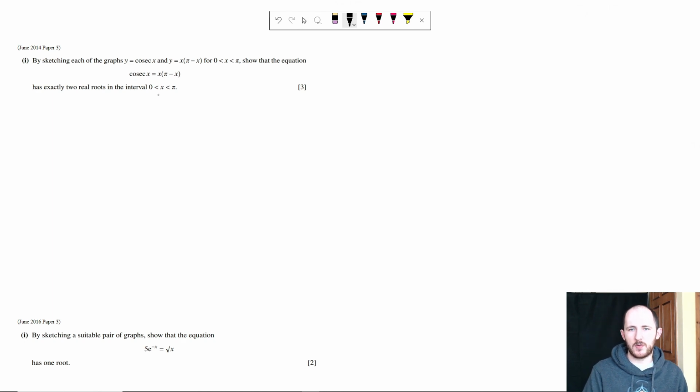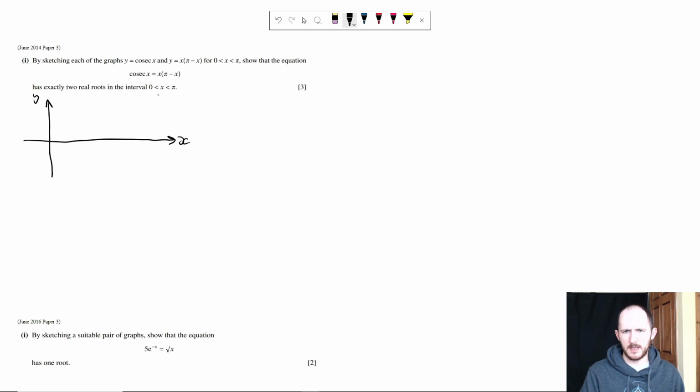Okay, so let's draw out these two graphs. That'd be our x-axis, that'd be our y, and again it's just a sketch, you don't need to make it super exact.